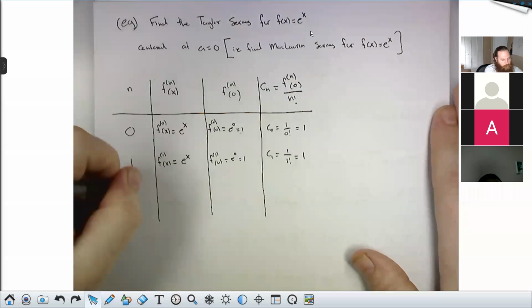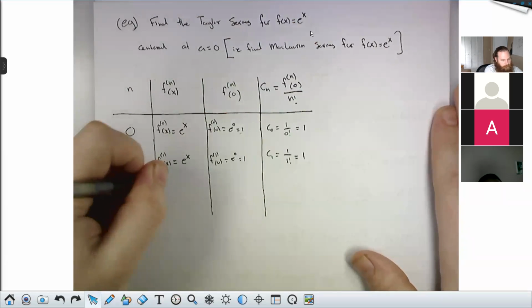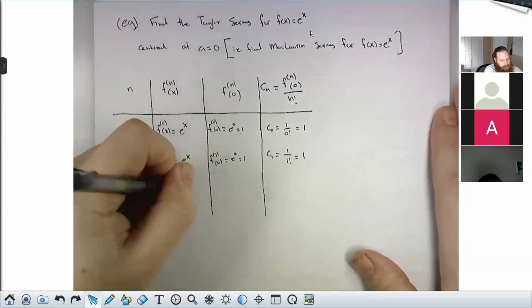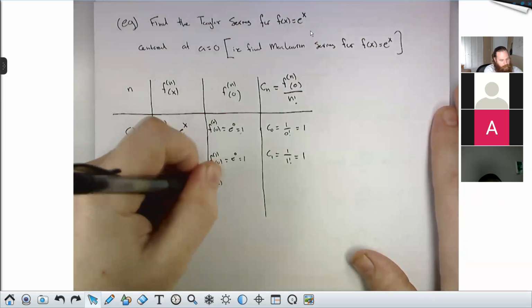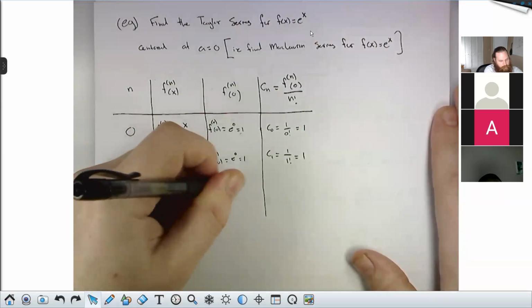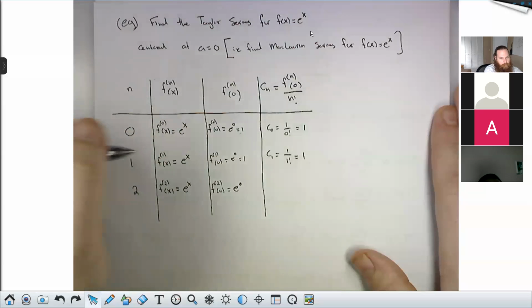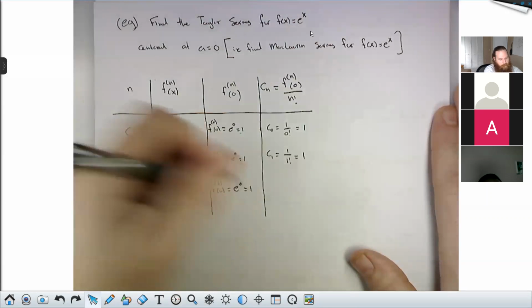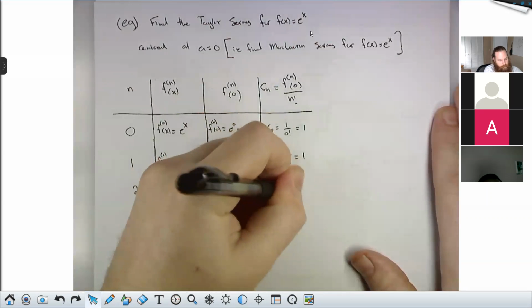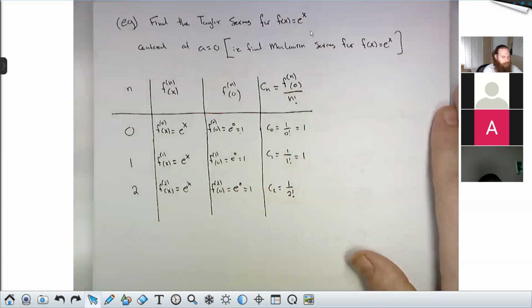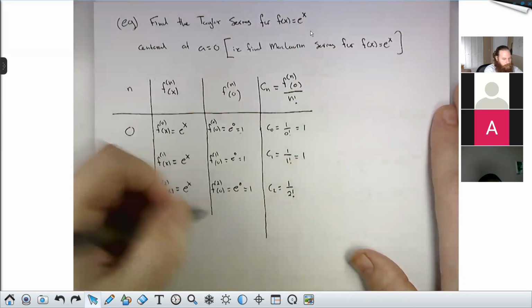If n is 2, the second derivative of my function, that's still e to the x. So f2 of 0, that's still e to the 0, which is still 1. So C2 is 1 over 2 factorial. I'll do just a couple more.